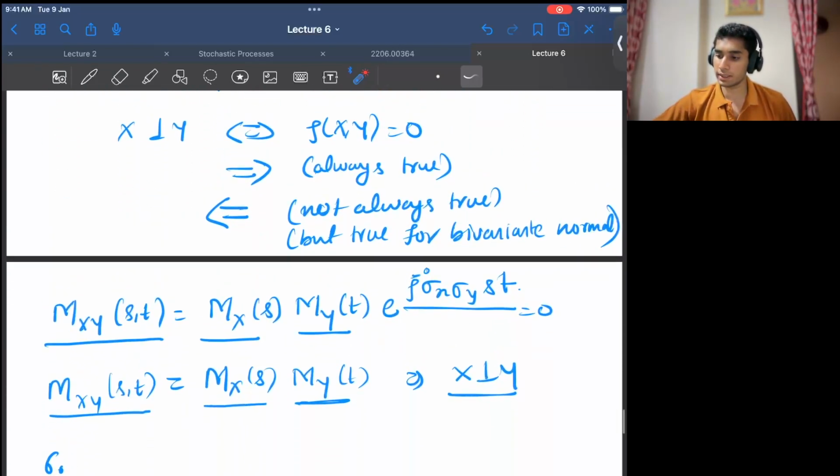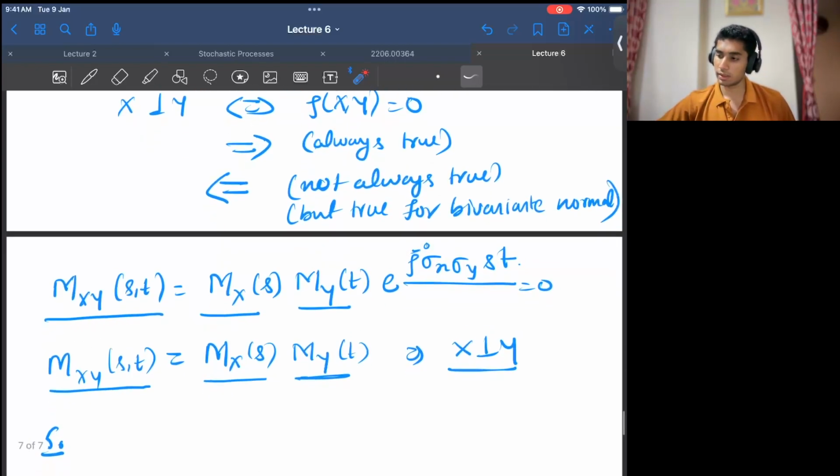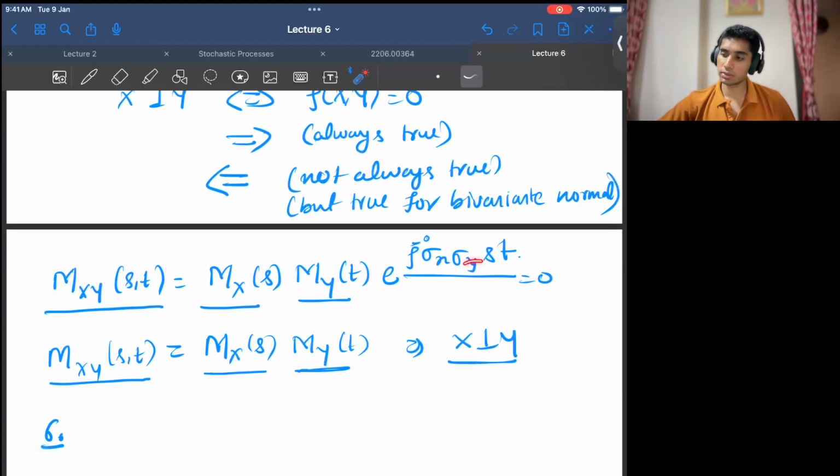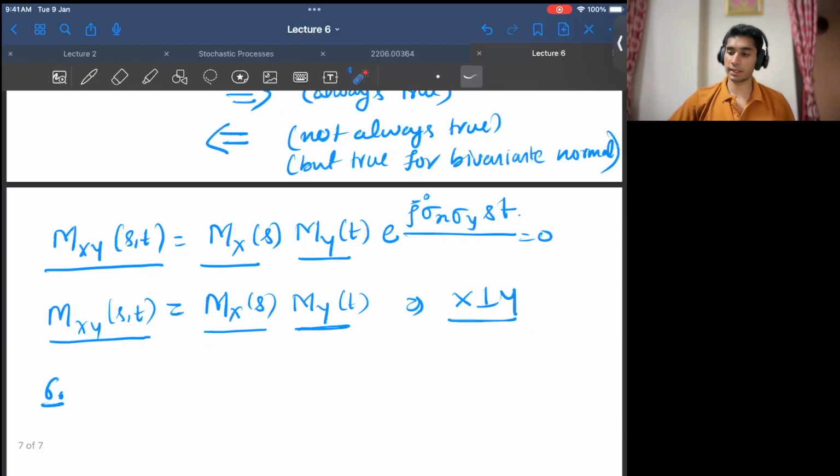And how do you see that? You just look at the joint moment generating function, right? It is mx times my times e raised to rho sigma x sigma y st, and rho is equal to 0 is given to us. We will assume this, and if that is 0, then e raised to 0 will be equal to 1, and hence mxy is equal to mx times my. This implies that x is independent of y, because if moment generating functions are decoupled, then it means that they are independent of each other.